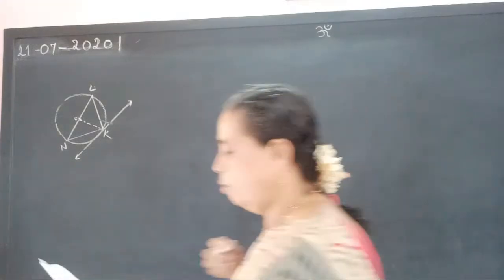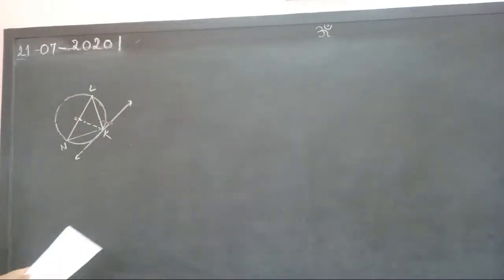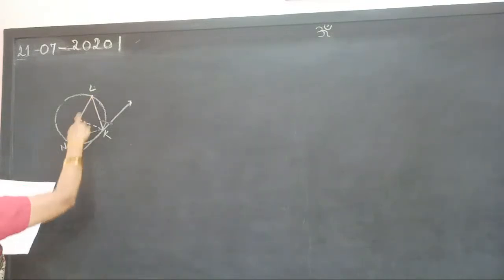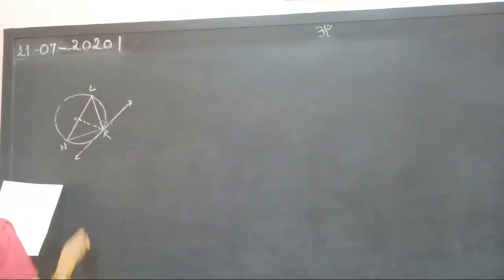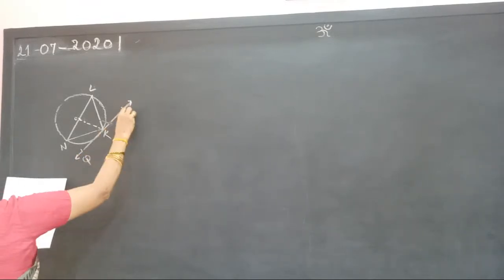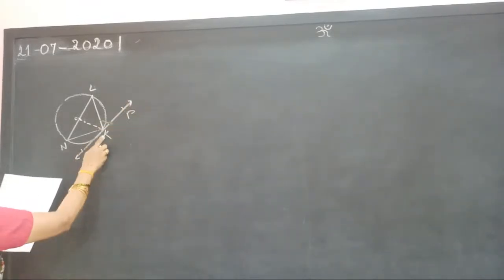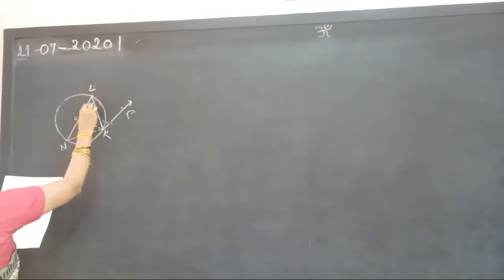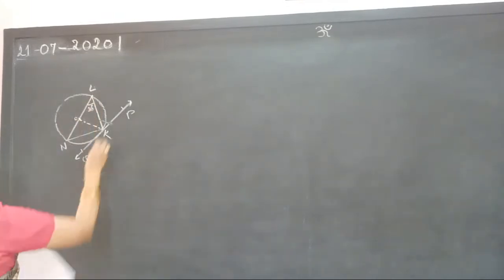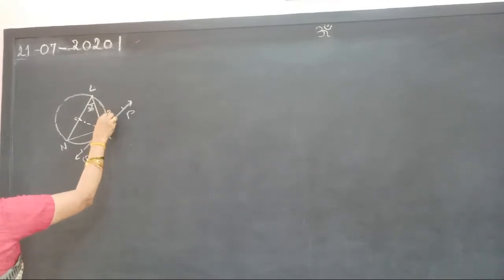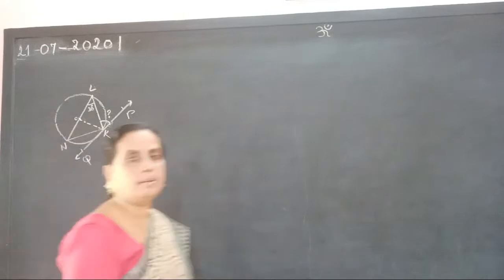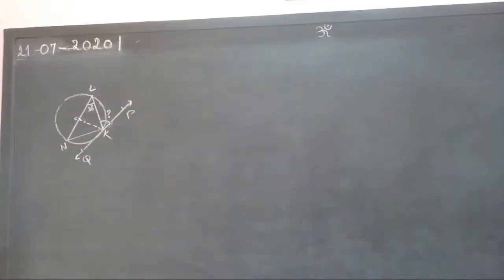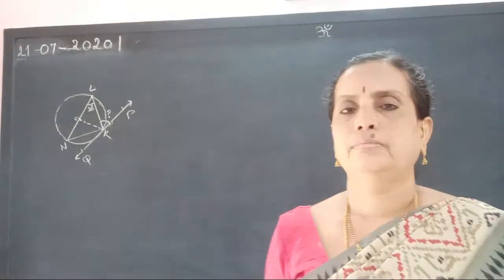It is given O is the center of the circle, LN is a diameter, PQ is a tangent to the circle at K, angle KLN is 30 degree. Find angle PKL. Is it clear?